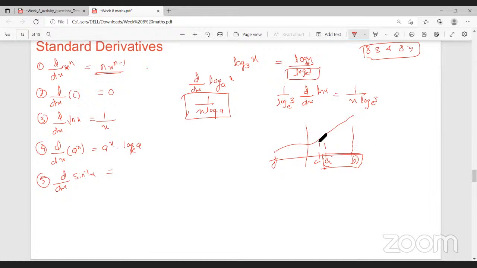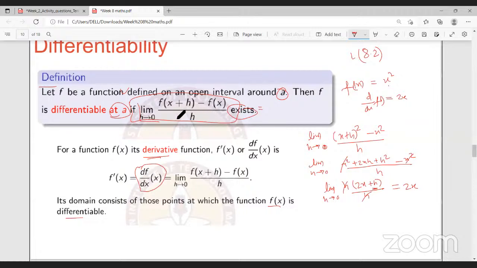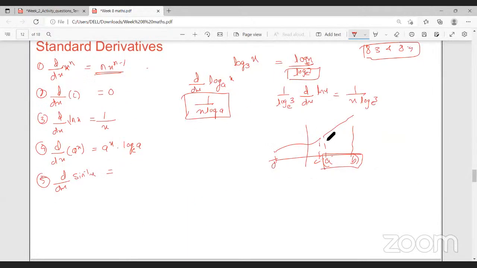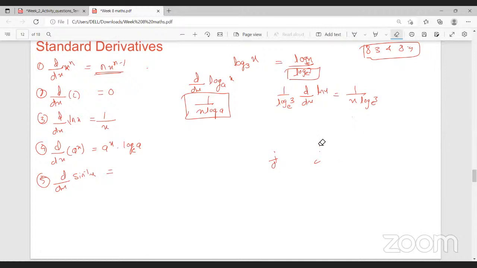Sir, how to check differentiability from the graph? At this point we have to calculate differentiability, so by definition you have to find the limit at that particular point. If this limit exists, then it is differentiable, otherwise not. By seeing the graph we can't decide. This graph is not continuous at this point, so it is not differentiable between C and D, because it is not continuous. It is not continuous in whole R, but in the domain A to B it is.